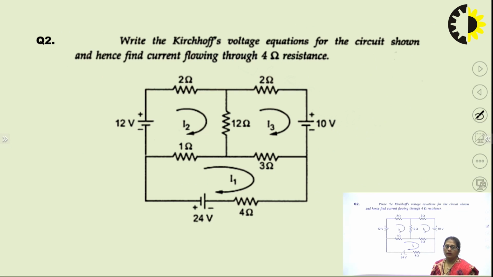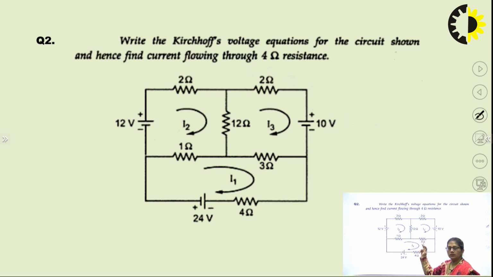Similarly, the another one: write the Kirchhoff's voltage equation for the circuit shown and hence find the current flowing through the 4 ohms resistance. If that is so, once again, identify what I need to know. I need to know the current in 4 ohms, right. In this particular case, the mesh currents are also assigned, so we need not do this exercise.